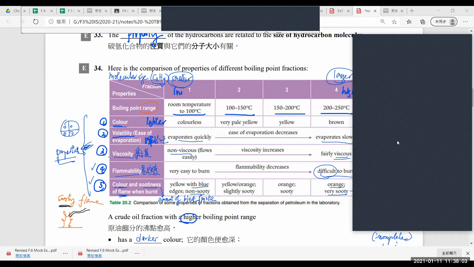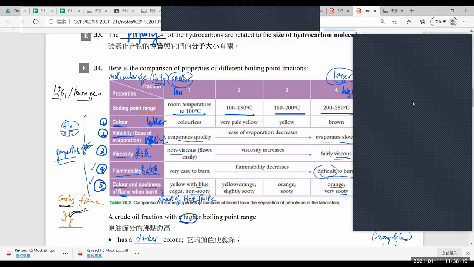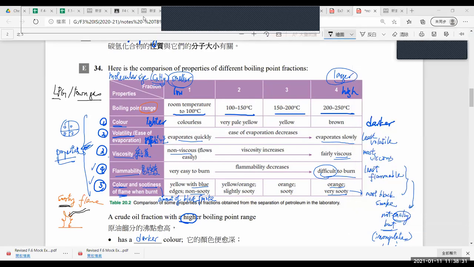Now search it on the web and let me know. I repeat, our household fuel nowadays is LPG or town gas. What is the chemical component found inside? It will give you some idea of why our fire is not yellow and not sooty, but blue.